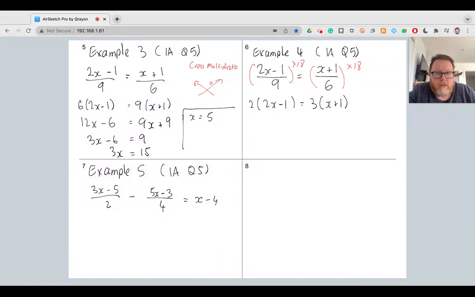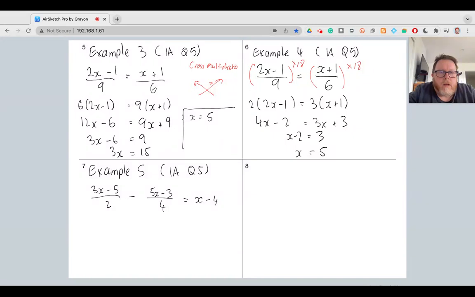And now I'm going to solve it again. 2 times 2 is 4x minus 2. 3 times x is 3x plus 3. I'm now going to subtract 3x from both sides to get x minus 2 equals 3. And now I'm going to add 2 to both sides to get x equal to 5. And thank goodness it gave me the same answer as example 3. If not, the universe would explode and we're all in trouble.